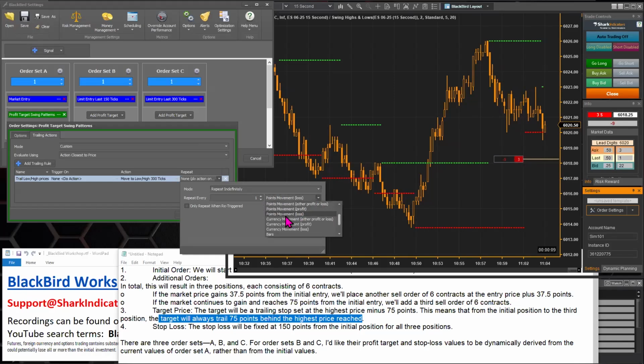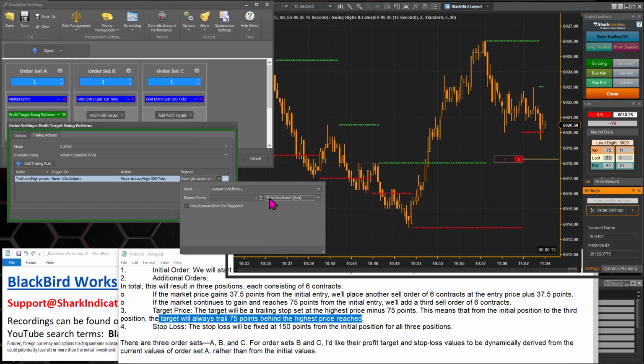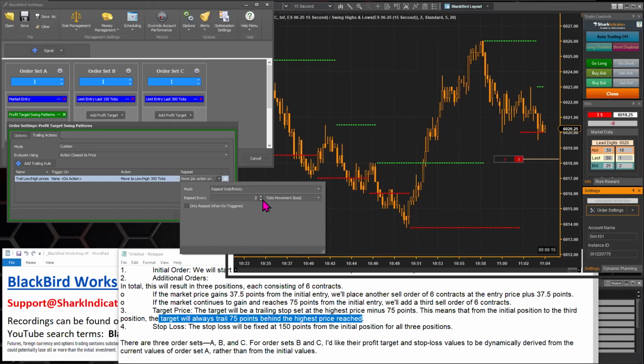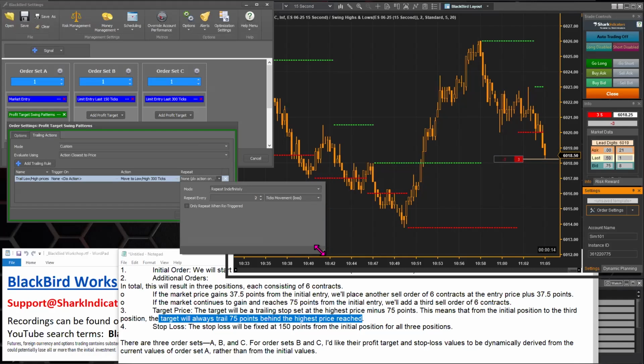Or if you want your profit target to move like a trailing stop loss, where it's tick by tick, right? There we go. Then we can say, all right, for every tick the market moves in a loss direction, then move our profit target, or maybe every 2 ticks, right? So there's a lot of flexibility here to set the resolution of how often our profit targets move.